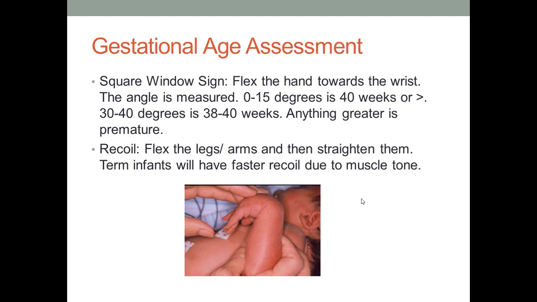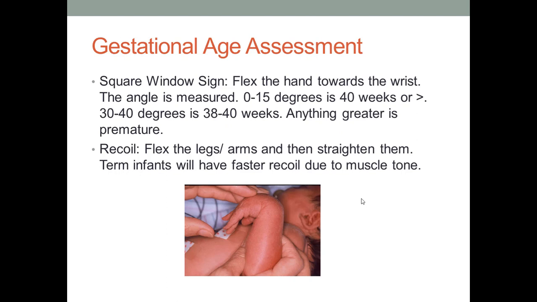So anything from 0 to 15 degrees is 40 weeks. 30 to 40 degrees is 38 to 40 weeks. And anything over 40 degrees is considered premature. So you can see this baby is probably maybe a 36 or 37 weeker.